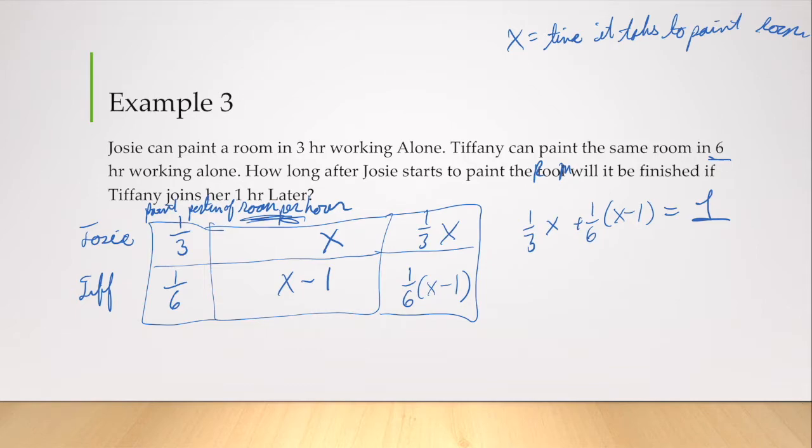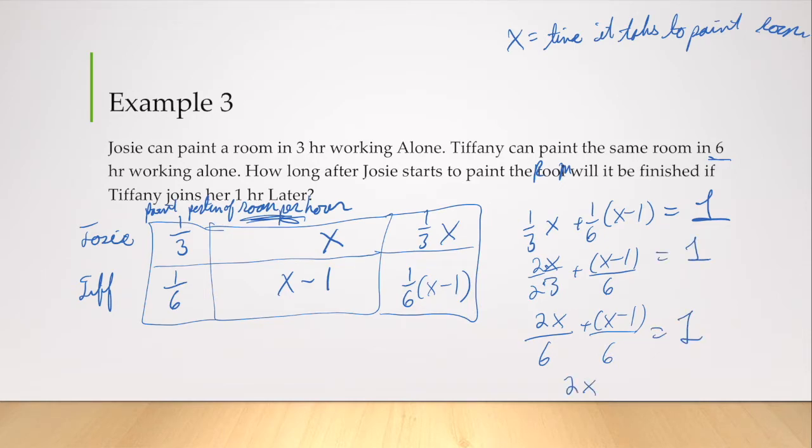So let's go ahead, and I've got x over 3 plus x minus 1 over 6. I'm going to make these like fractions so I can add them. I'm going to multiply this fraction by 2 on the numerator and the denominator. 2x over 6 plus x minus 1 over 6 is 1. Don't forget that part. So I have 2x plus x minus 1 over 6 is 1. And of course I ran out of room, so let's go over here. I combine like terms, so I have 3x minus 1 over 6 is 1.